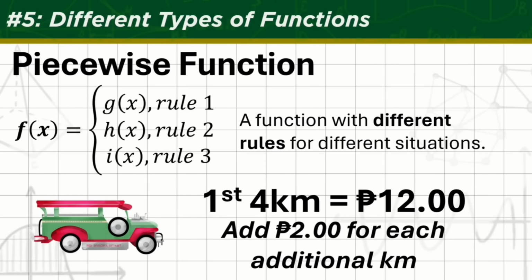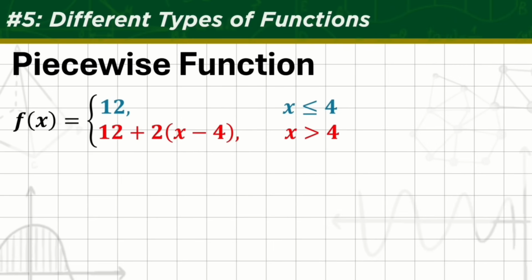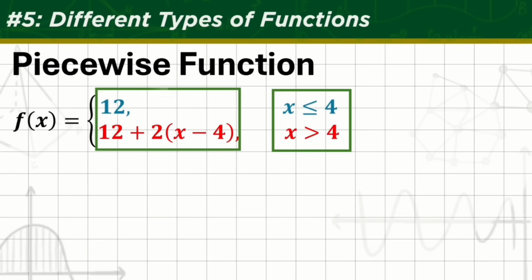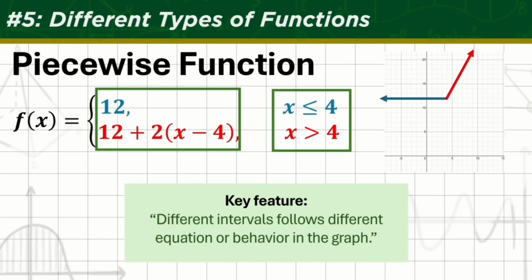That means the rule changes depending on the distance. And that's exactly what a piecewise function is. We can break it down like this. In a piecewise function, the set of x values is divided into intervals, and each interval follows its own rule or equation. Together, these rules form an entire function. The graph is broken into pieces, each with its own rule. The key feature of this is that different sections of the graph show different behaviors.